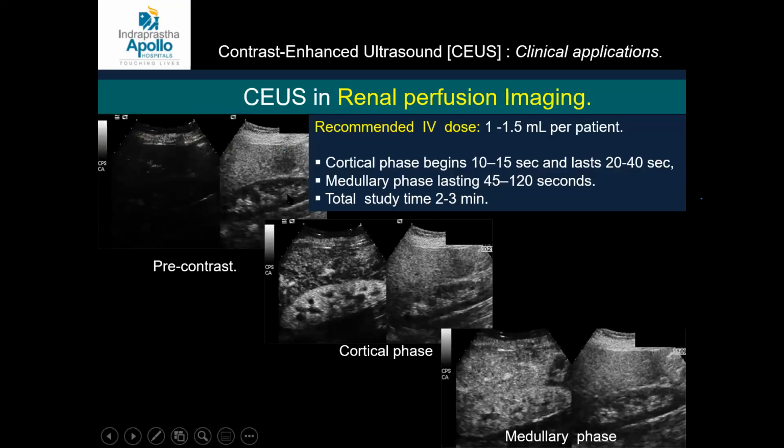Like this is a pre-contrast scan. This is how the liver and the right kidney are seen. This is the cortical phase. Again, you can see the parenchyma, particularly the cortex is very bright in the cortical phase with ultrasound contrast. And you can see the medullary phase where the medulla is also bright and the corticomedullary differentiation is poor.